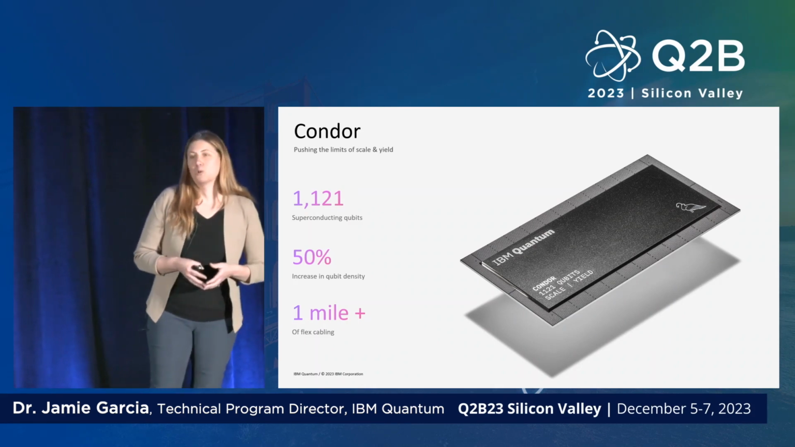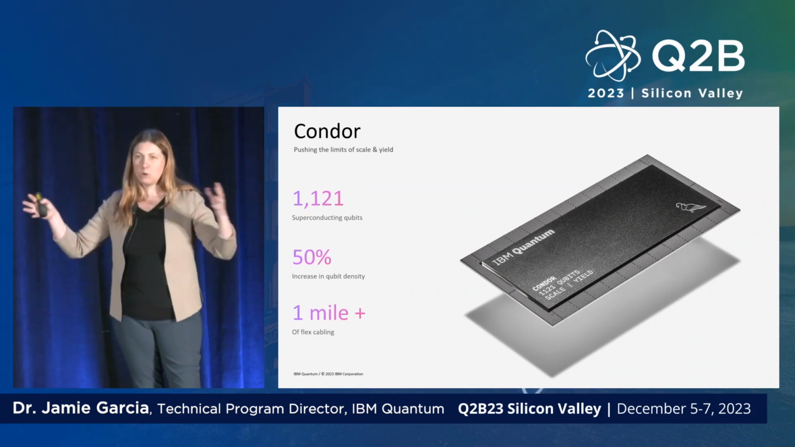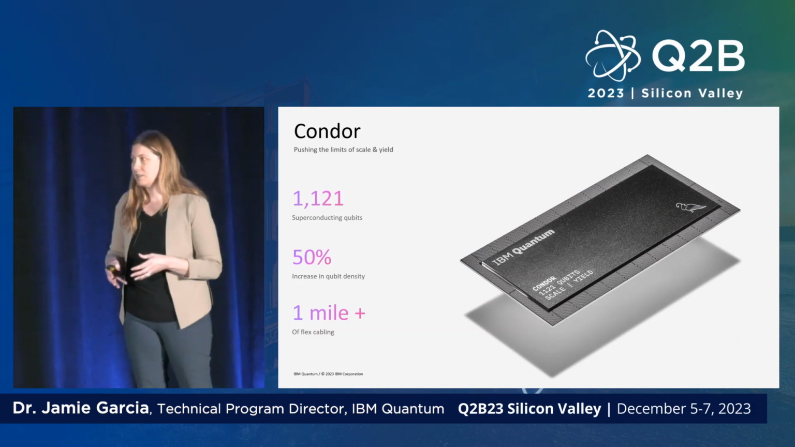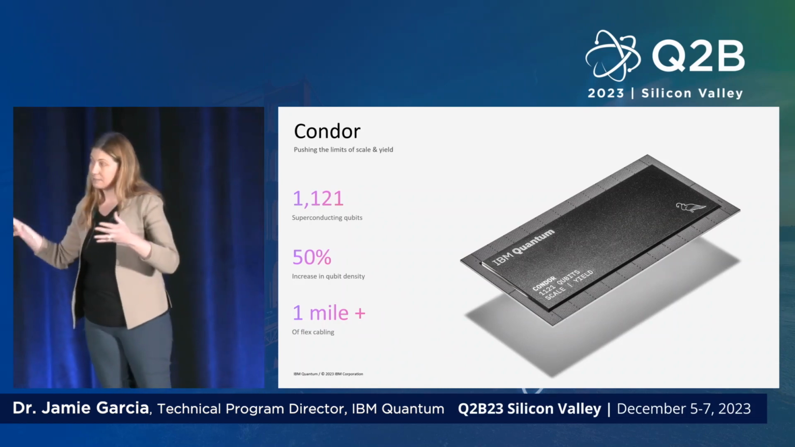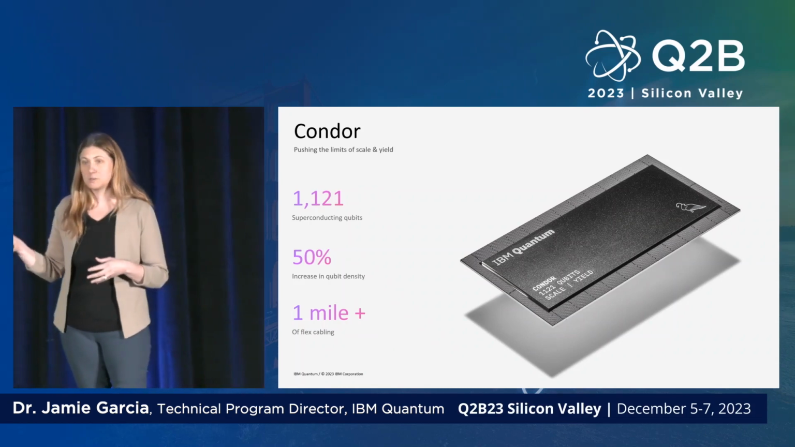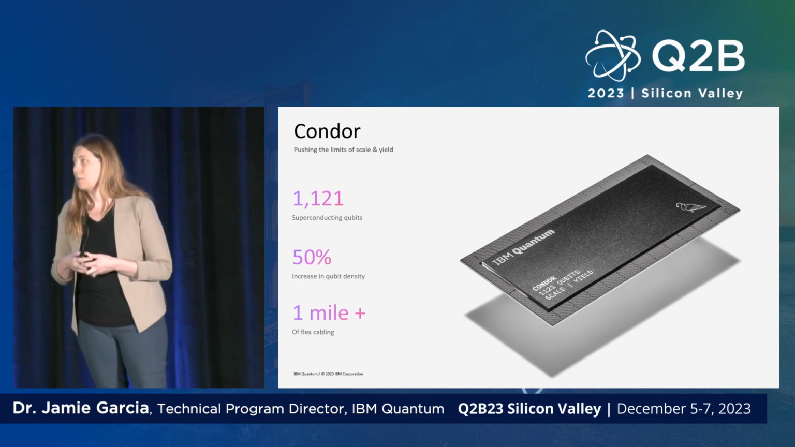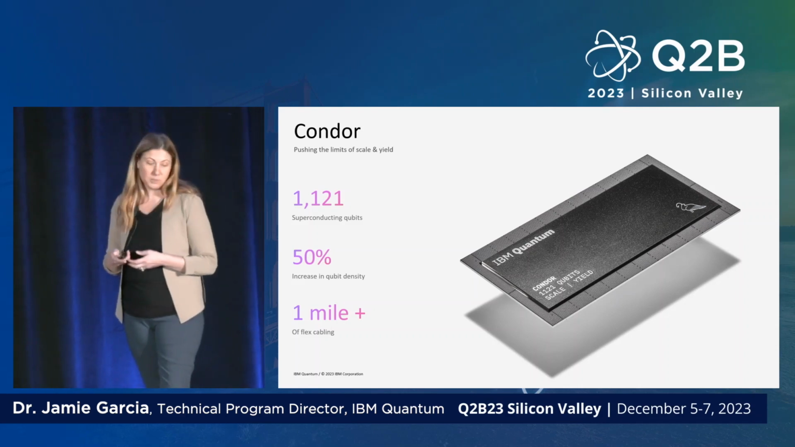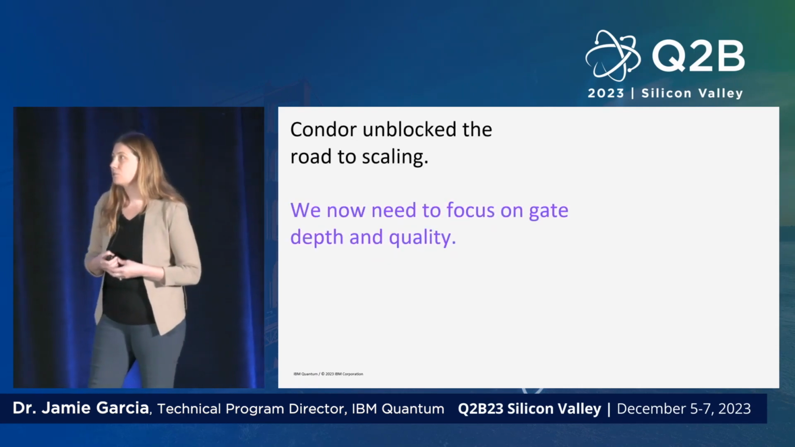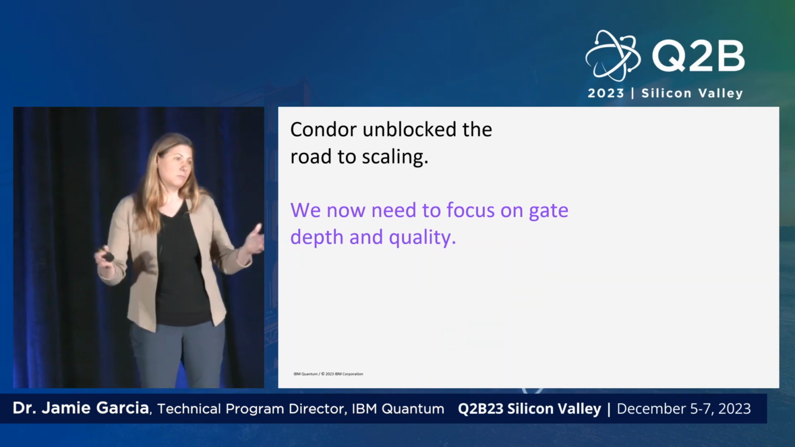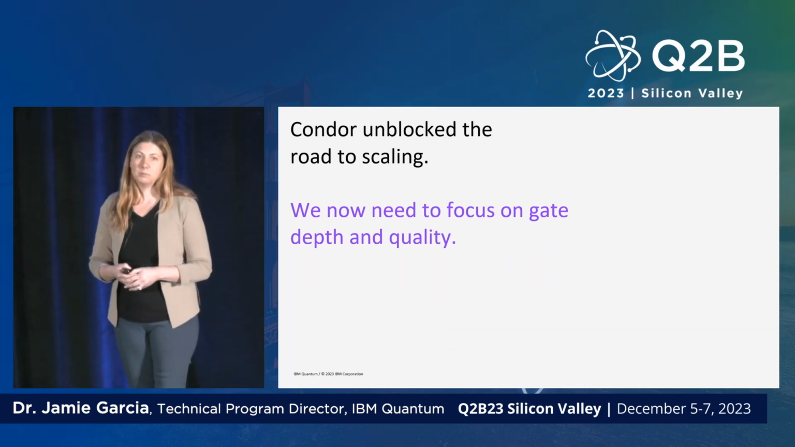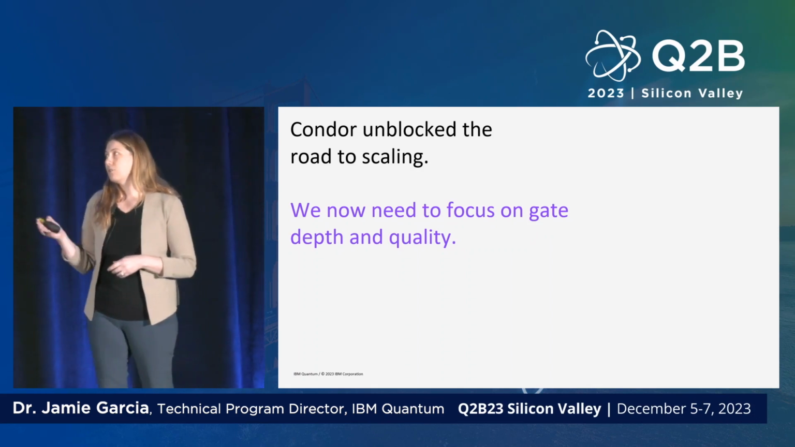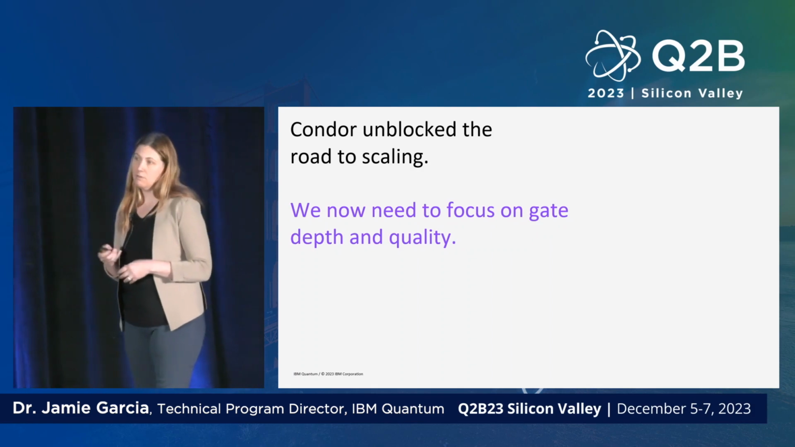So with Condor, we were really looking at this is what we can do in terms of single chip technology. This is what we can do in a single fridge. That's essentially where we wanted to take it in terms of scaling with those constraints in mind. So we think that essentially we did accomplish this. So Condor unblocked the road to scaling, and now, based on everything that we need to do in order to be able to use quantum computers and to be able to scale well into the future, we need to focus on gate depth and quality of the different qubits.